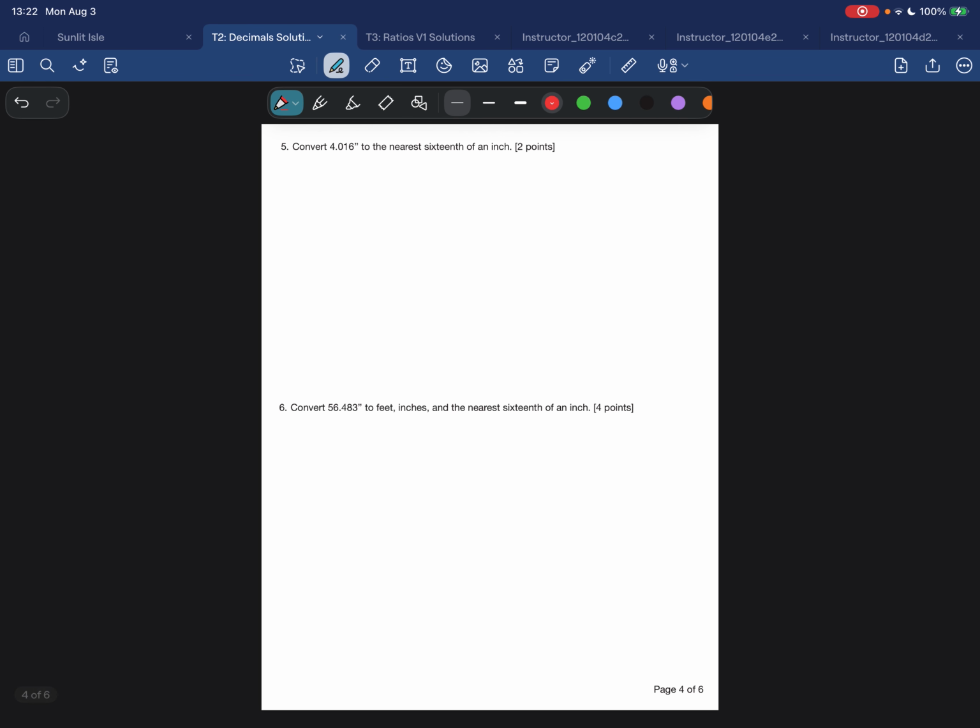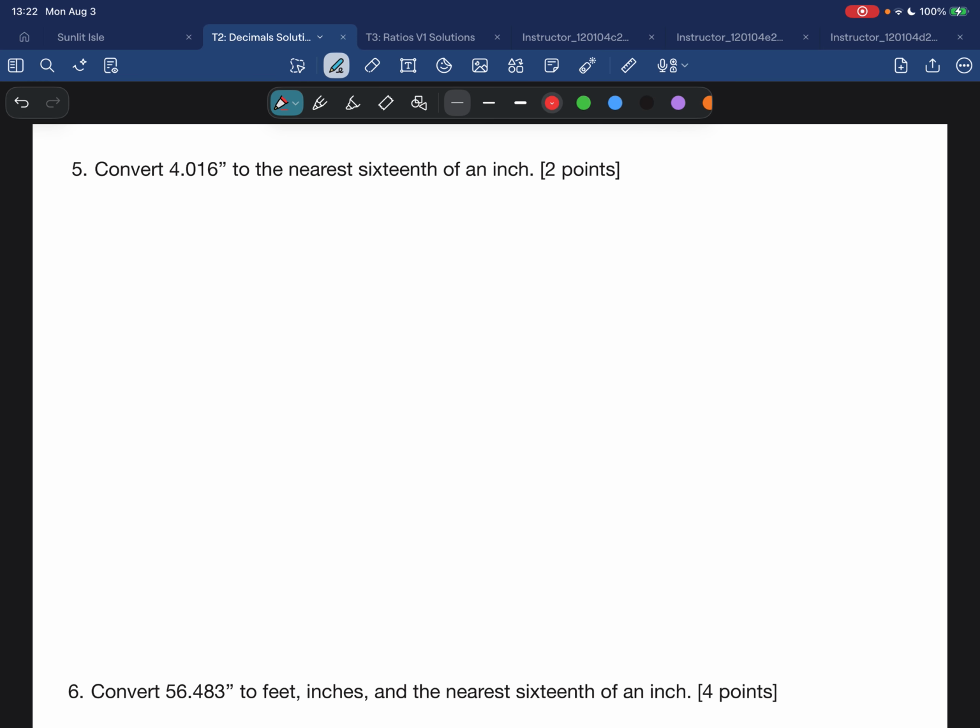Question 5. Convert 4.016 inches to the nearest 16th of an inch. Great. So first thing I'm going to do is leave the 4 on its own. I'm going to take just the decimal, and I'm going to multiply it by 16 over 16.